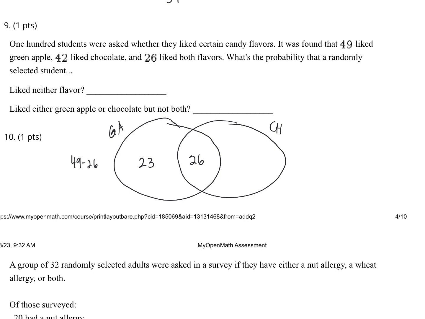And now you'll do something similar with chocolate. So if 42 people like chocolate, out of those 42, 26 like both. So you can subtract 26 from the 42 and you get 16 only liked chocolate.